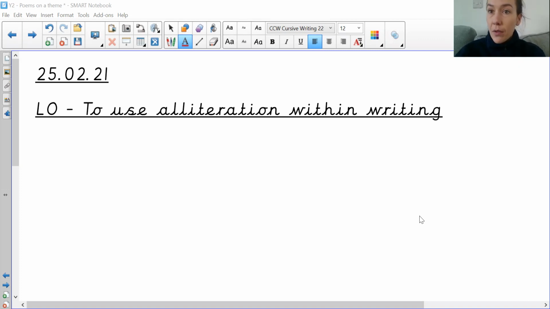We're on English for the 25th, continuing with our theme of poetry, seaside poetry. However, today we're going to be looking at some alliteration and how we can use that in our writing and how it helps to make our writing more effective and interesting to read.